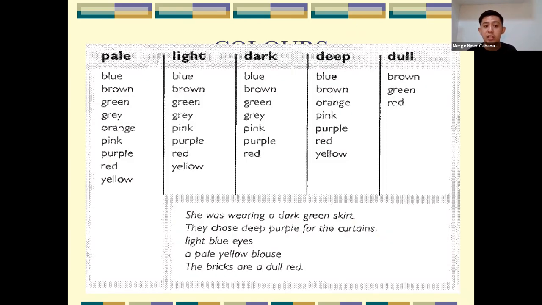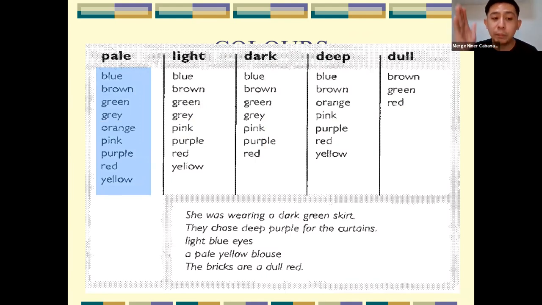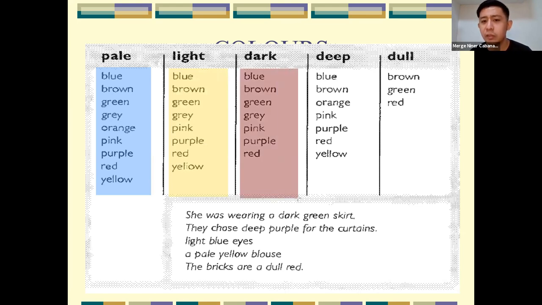So, here are some of the collocations for blue, brown, green, gray. When you say collocation, it's simple. They are words that often go together. So, you put pale with blue, brown, green, gray, orange, pink, purple, red, and yellow. What about light? You use light for light blue, light brown, light green, light gray, pink, purple, red, and yellow. What about dark? You say dark blue, brown, green, gray, pink, purple, and red.